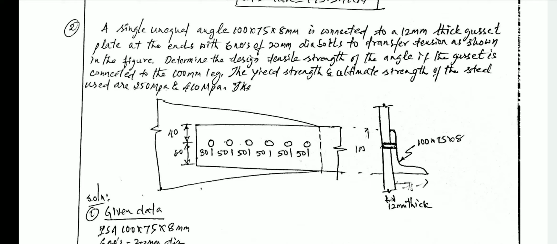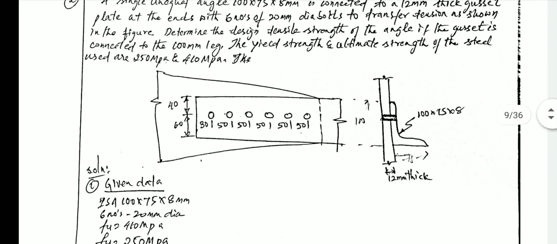The yield strength and ultimate strength of the steel used are 250 MPa and 410 MPa. Okay, so the given diagram also. When you observe the diagram, it is an unequal angle 100 x 75 x 8 mm, and the given plan also, where you can identify the number of bolts. They gave 6 bolts connected with a pitch of 50 mm and an edge distance of 60 mm, and they gave 40 and 60 mm, and this 60 mm is nothing but the gauge. This gauge in some cases is given, in some cases it is not given, meaning we get it from the steel table, which I told you in the class.